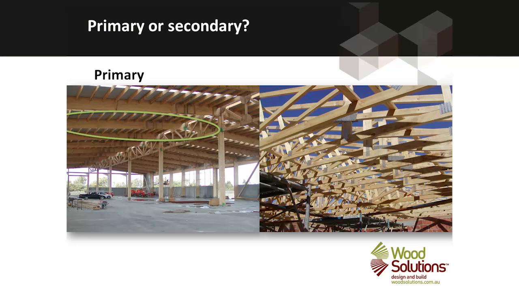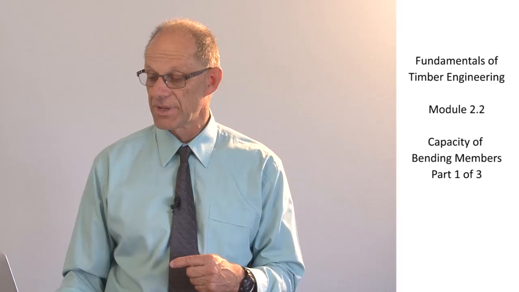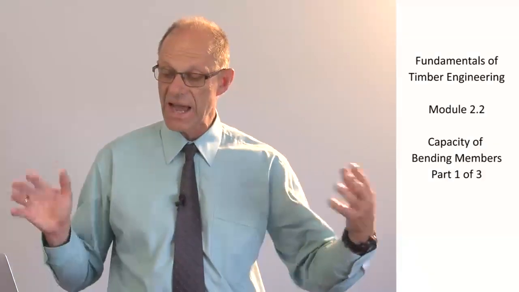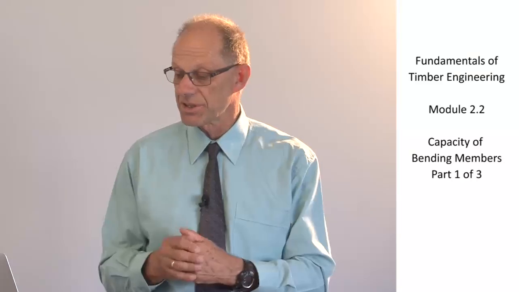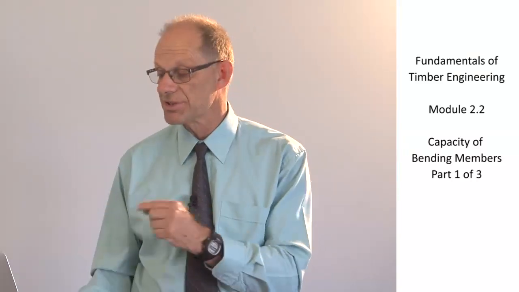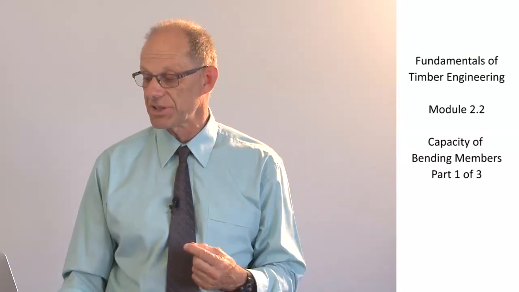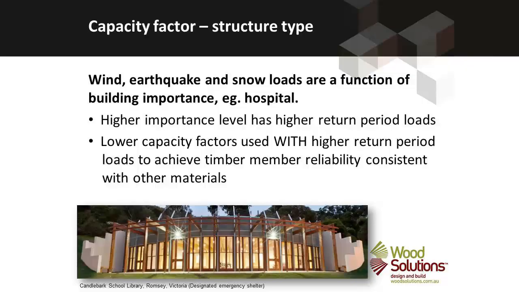If we think about the purlins themselves, and in the right-hand picture the trusses, there are lots of closely spaced trusses, each of which doesn't carry a huge amount of load on its own. So they are secondary members as well. So primary members are larger members without the ability to share; secondary members are smaller members with the ability to share load to others. Finally, structure type.